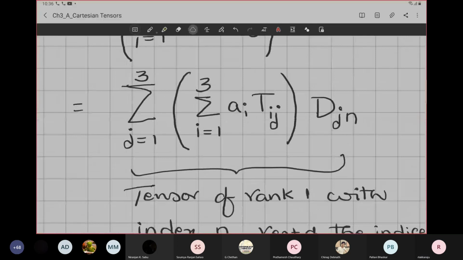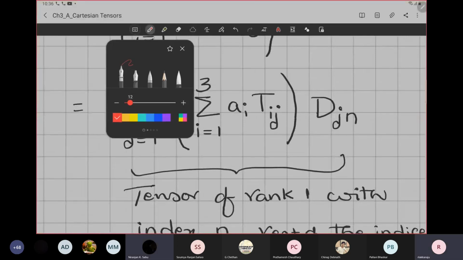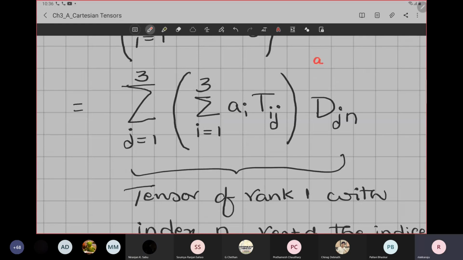Hello guys, am I audible? So A bar transpose, a second rank tensor, dotting with again a second rank tensor. What is the vector size? Can you tell me those dimensions by looking at this expression? 3 into 1, or n by 1, right? Yes? Okay, fine, great.